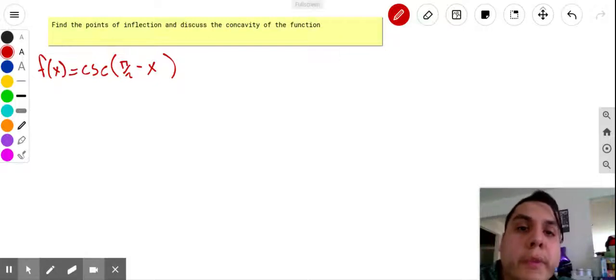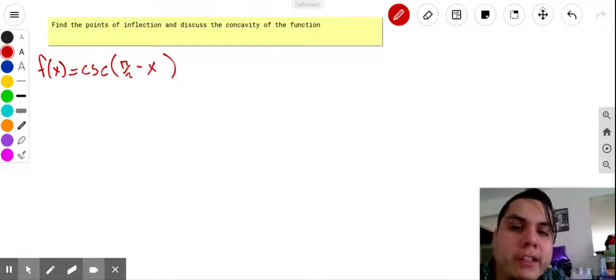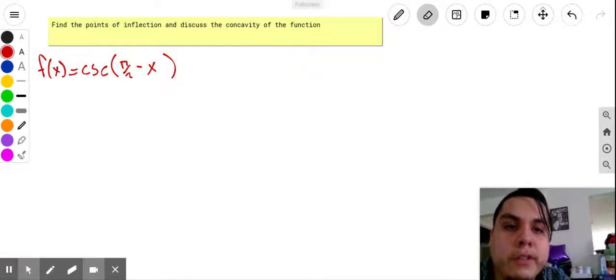So we're continuing with the point of inflection and discussing the concavity of functions, but we're going to focus a little bit more on trig functions. So let's start with this one. We have f of x is equal to cosecant of pi divided by 2 minus x, and you know what? Let's limit our scope to just be from 0 to 4 pi.